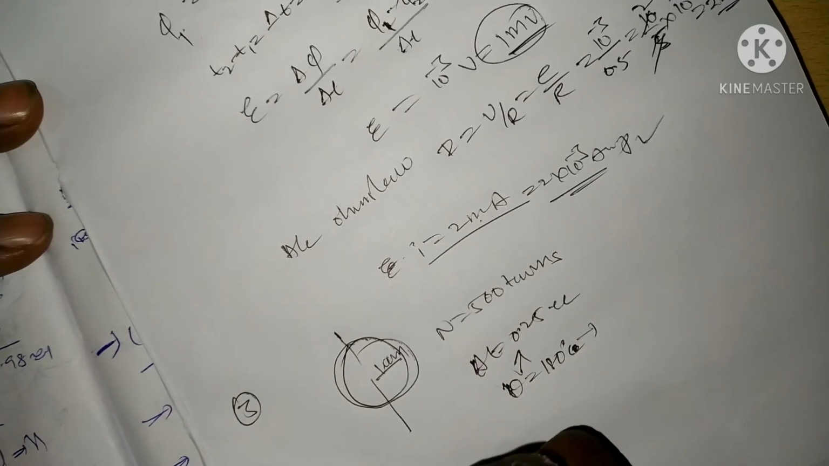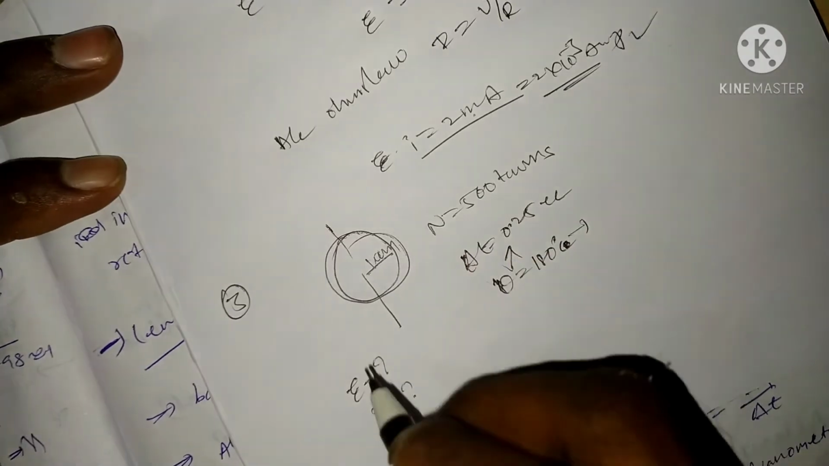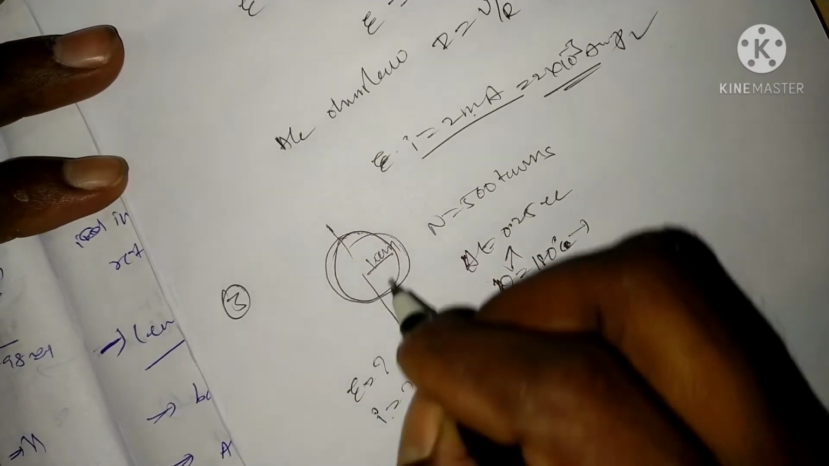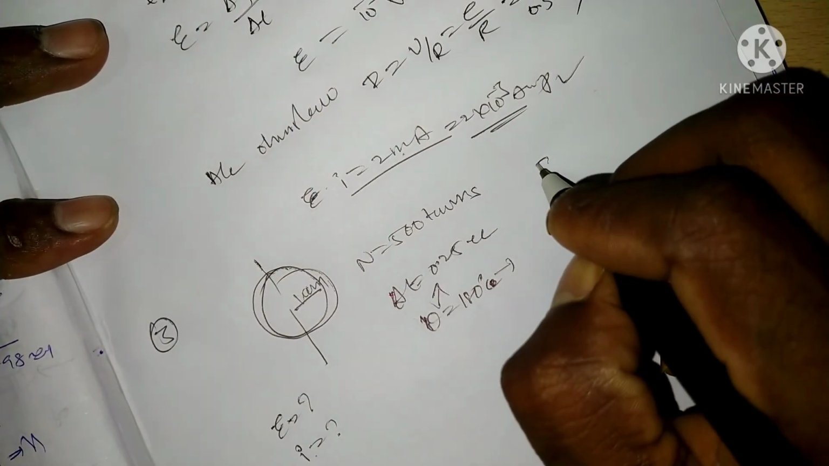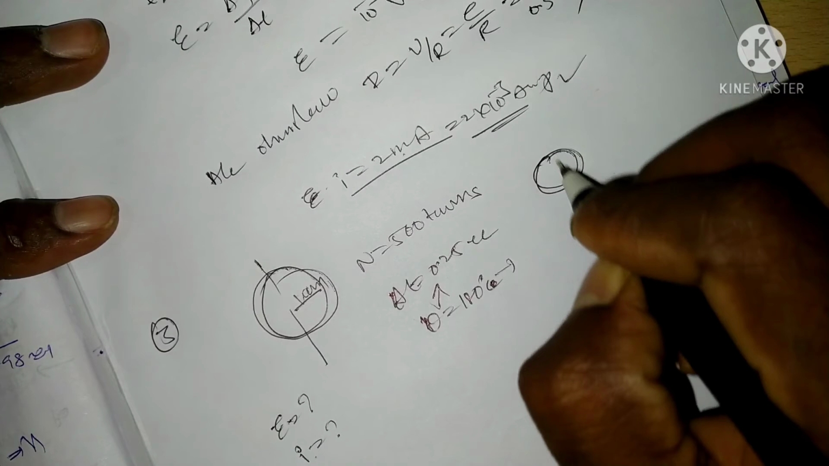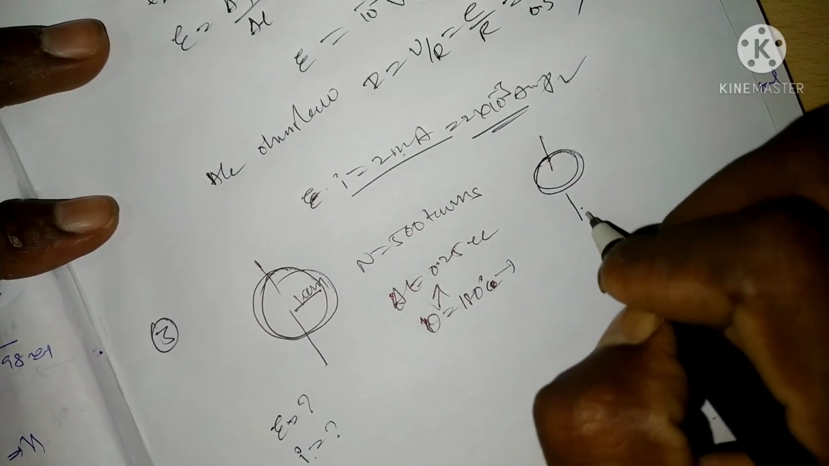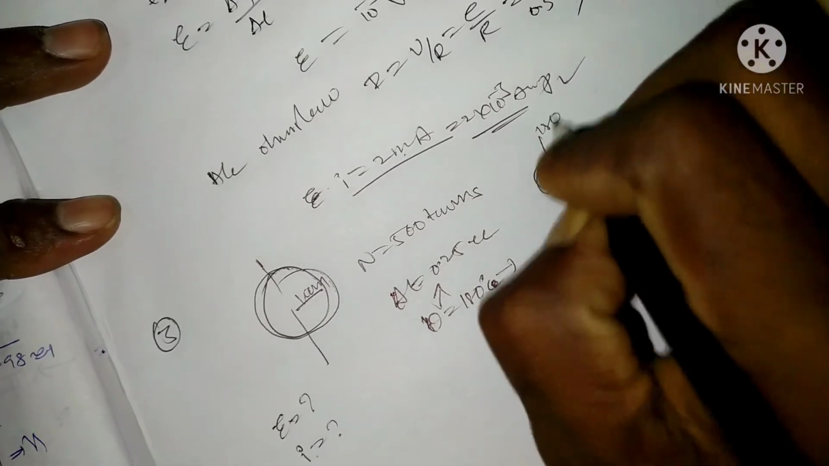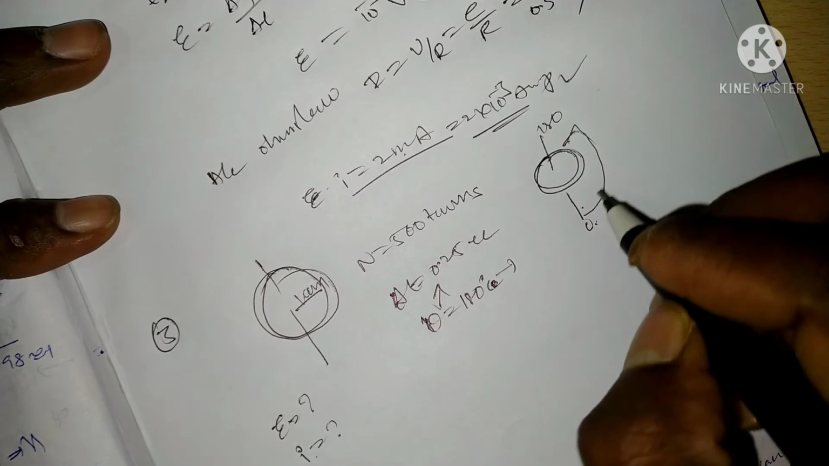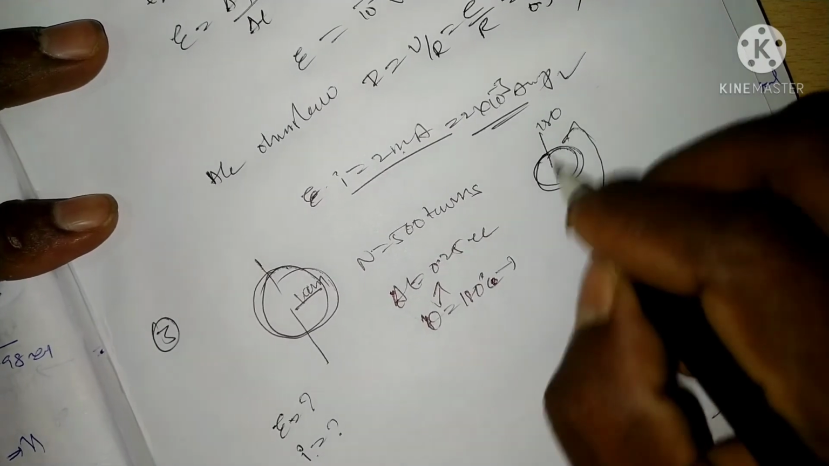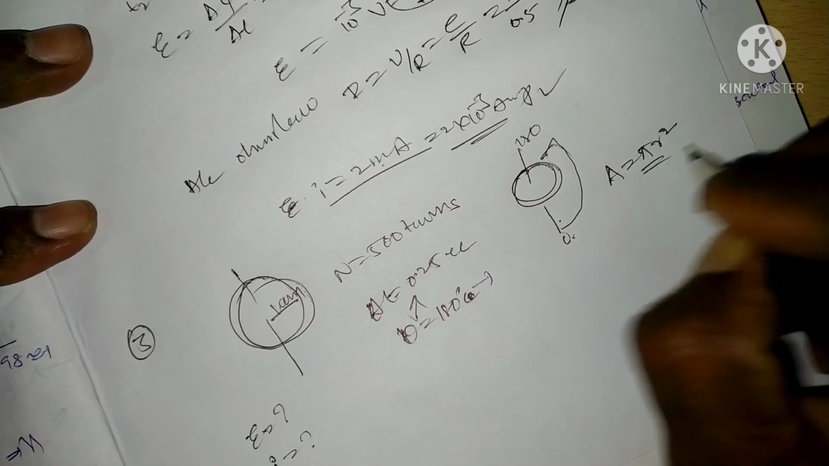What is the induced EMF? What is the current? This is a circular disc coil having a number of turns. It rotates through 180 degrees. If this is 0, then 180 degrees is a straight line; it is rotated from 0 to 180 degrees. Here, what is the area of the circle? Area is equal to pi r squared.